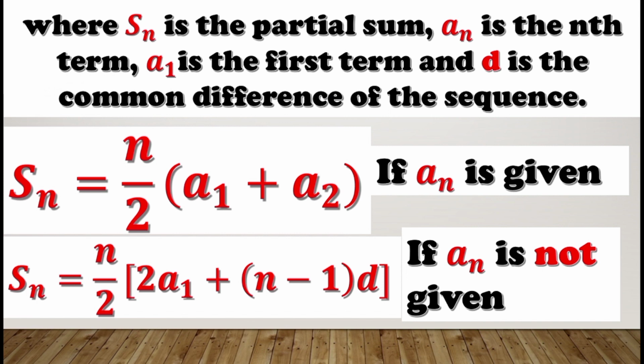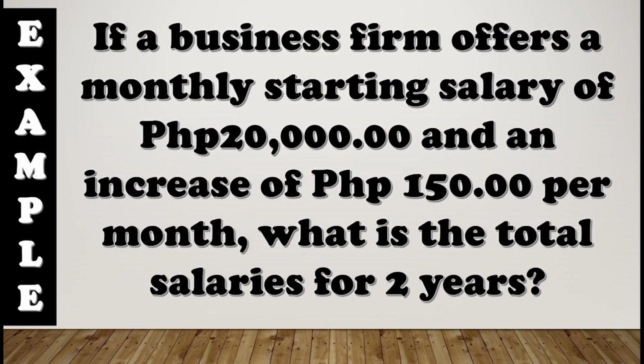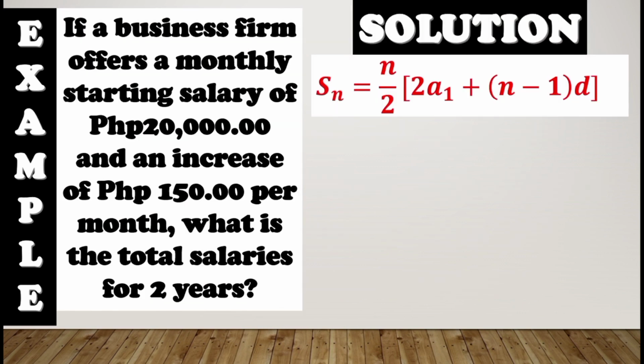Here, we must remember that S sub n is the partial sum, a sub n is the nth term, a sub 1 is the first term, and d is the common difference of our sequence. Let's have our example. If a business firm offers monthly starting salary of 20,000 pesos and an increase of 150 pesos per month, what is the total salaries for 2 years? So what would be our solution?